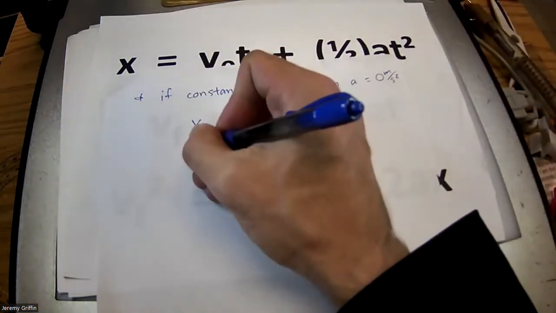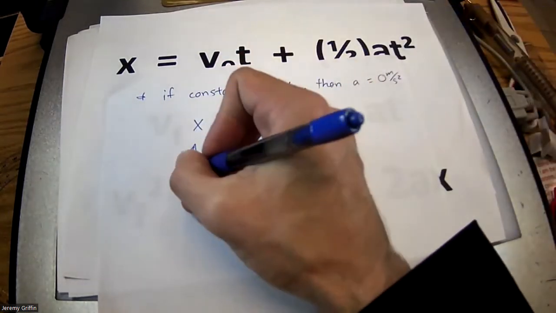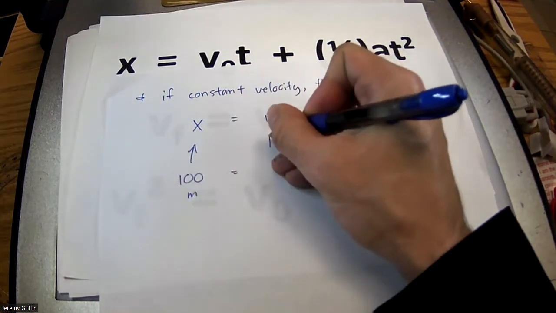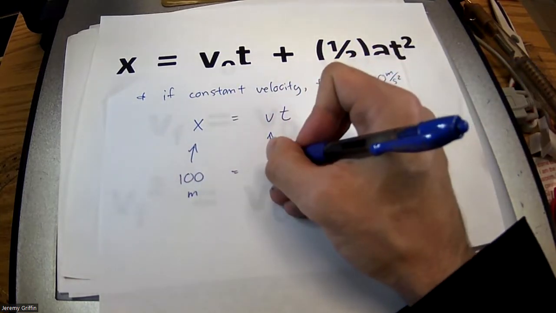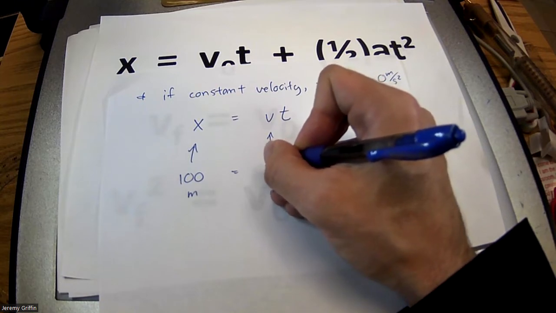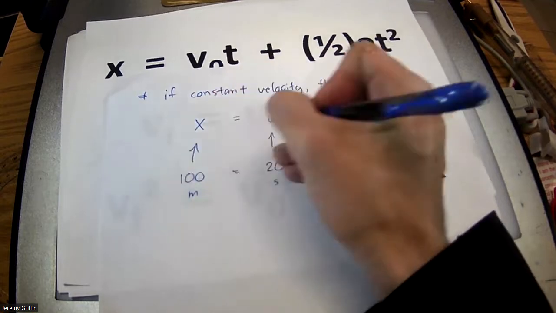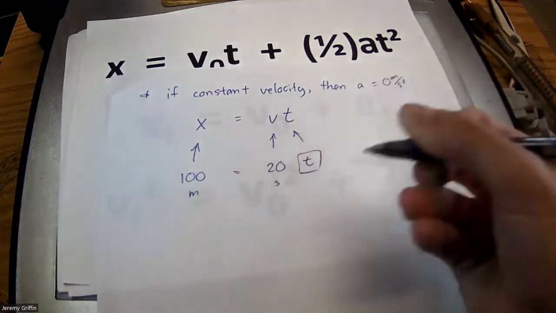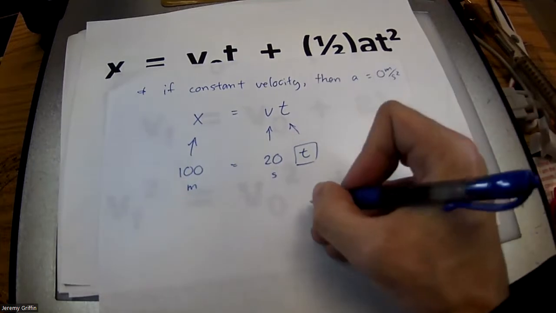Let's do a quick example here. Suppose you need to go 100 meters and you need to get there in a hurry. Let's say you've only got 20 seconds to get there. Okay. Can you guys solve for how much time that would take? And what's the answer to that?